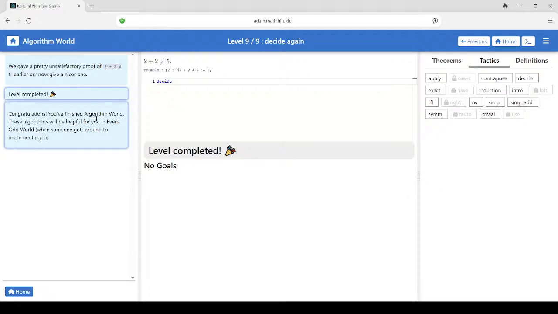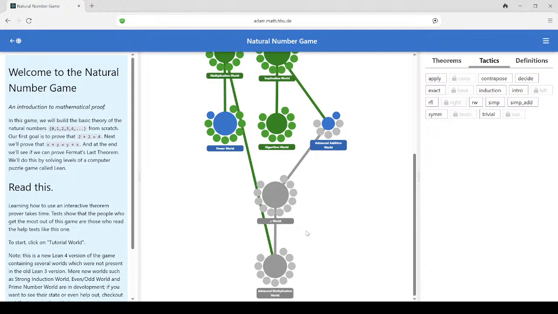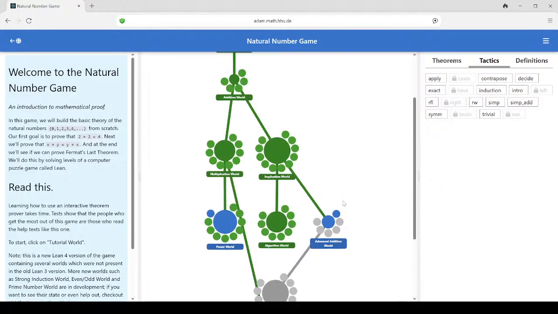Congratulations, you've finished Algorithm World. These algorithms will be helpful for you in Even Odd World when someone gets around to implementing it. Is that not a thing yet? No, it doesn't look like it. It's a thing. Alright, cool. We did it. We did it. We did it. Alright.